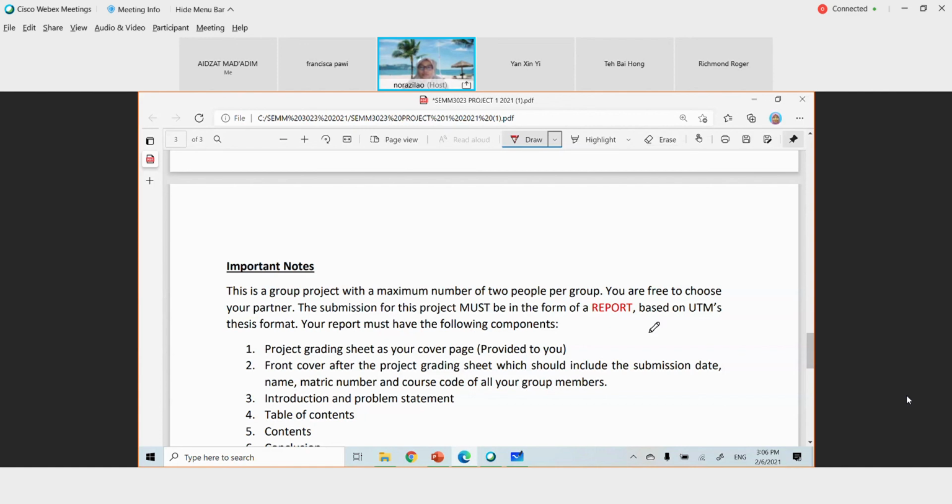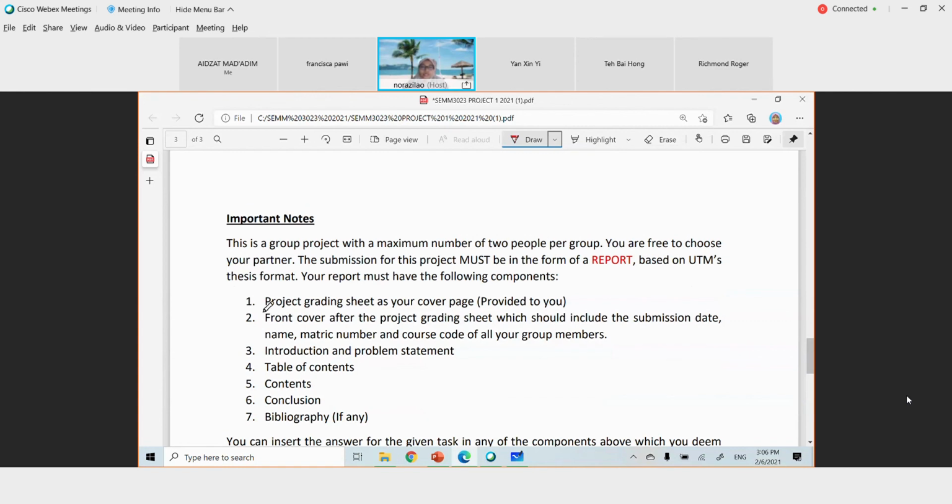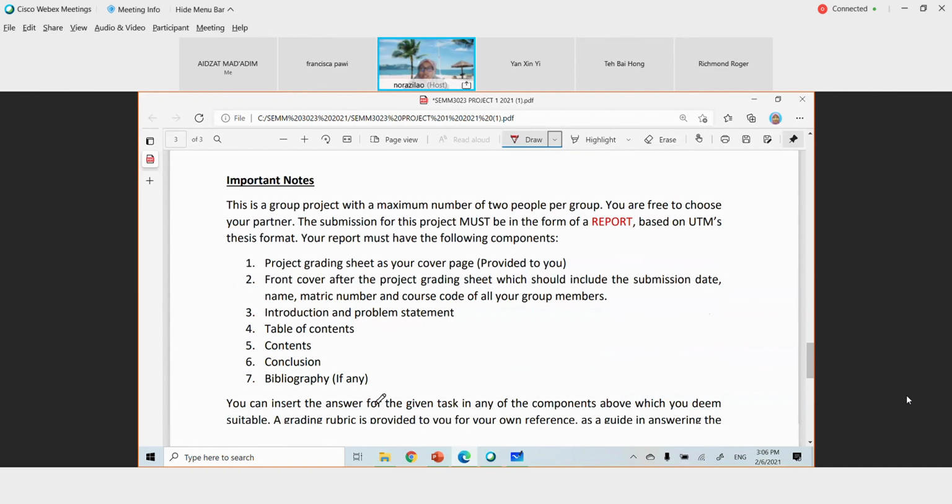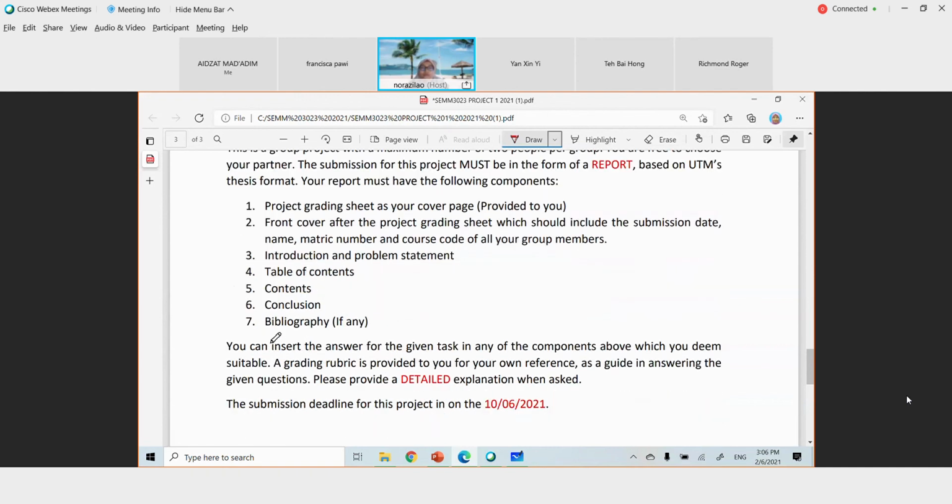Your report must be proper based on the UTM thesis format. It must have the project grading sheet that I sent to you for project number 1. Then the front cover after the project grading sheet, which should include the submission date, name, matric number, and so on. Introduction and problem statement, table of contents, content, conclusion, and bibliography. You can insert the answer for the given task in any of the components above which is deemed suitable. A grading rubric is provided to you for your own reference as a guide in answering the given question.